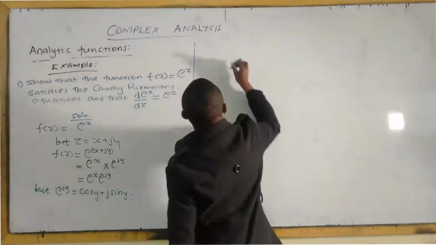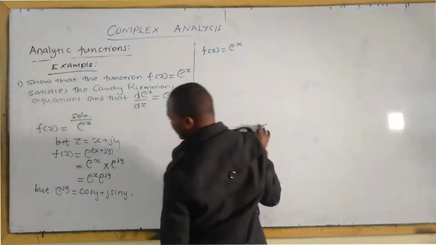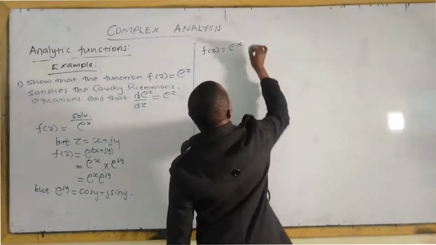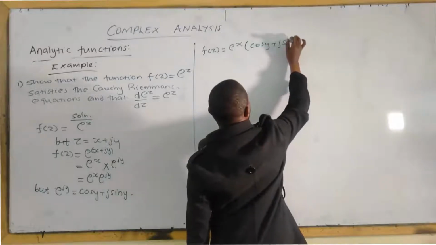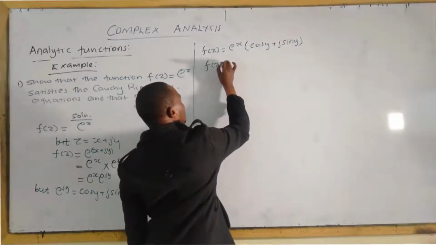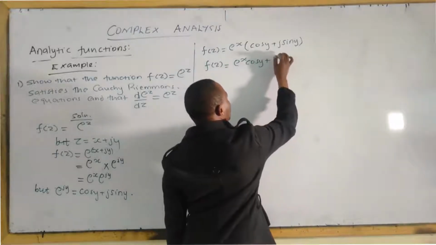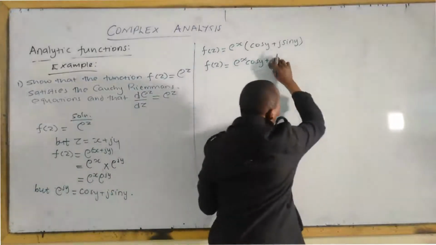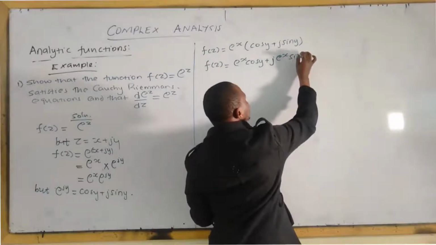Now you can say function z is equal to exponential x times exponential jy, which is cosine of y plus j sin y. Now you can say function z is equal to exponential x cosine of y plus, maybe I should start with j, I always like starting with j, exponential x sin y.